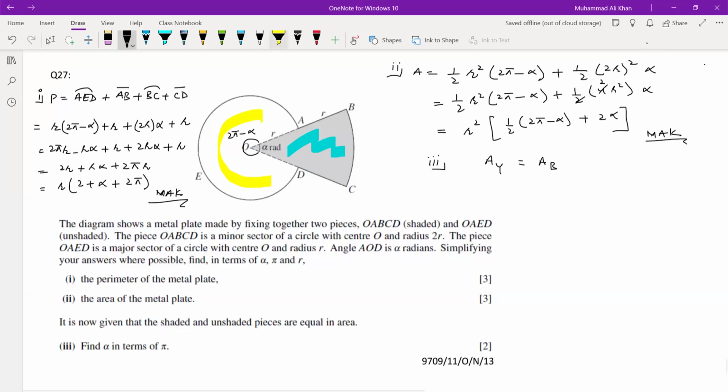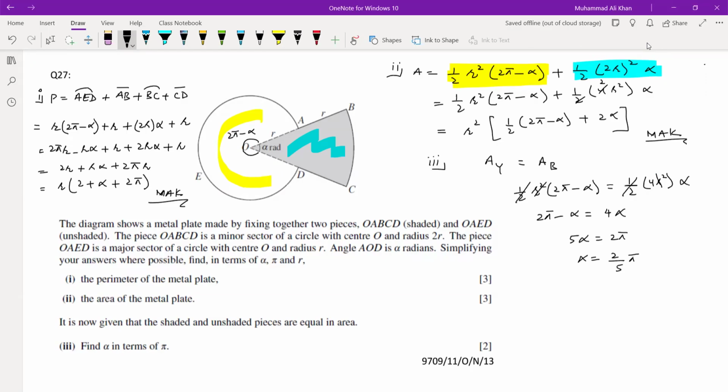Exactly. And what is the area yellow we have? This is. And what is the area blue we have? This is. If I equate both of them, half r squared 2 pi minus alpha equals half 4r squared alpha. Half and half cancel out. R squared cancels out. It will be 2 pi minus alpha equals 4 alpha. Alpha equals 2 over 5 pi. Clear? 8 marks question.